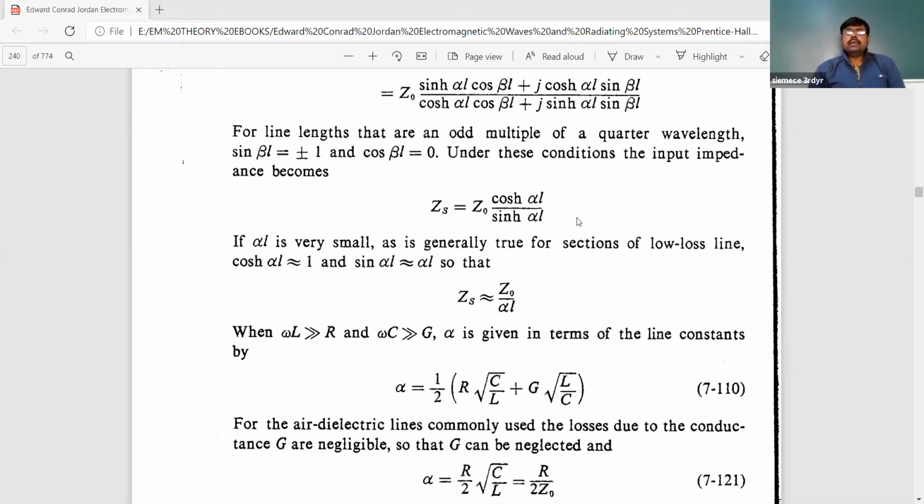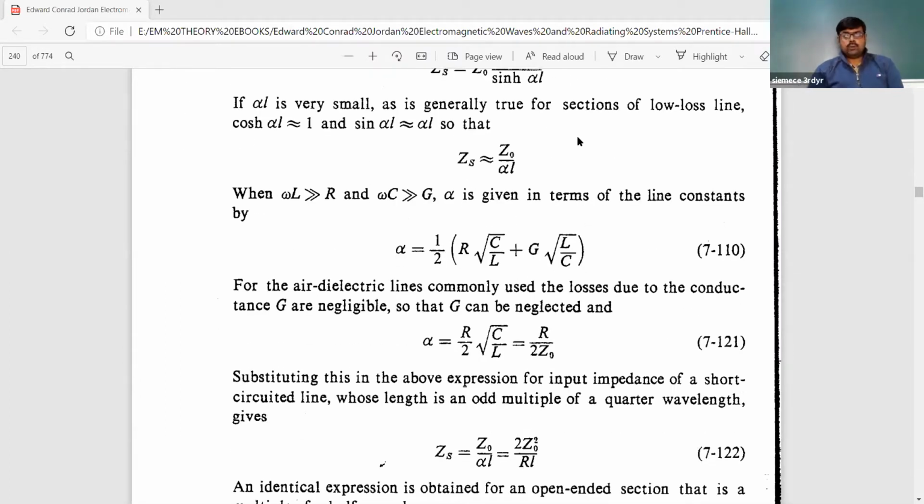When omega L is far greater than R and omega C is far greater than G, that is the specific case, because in this case we are trying to discuss case specific applications. So, when omega L is far greater than R and omega C is far greater than G, alpha is given in terms of the line constants by equation number 7.110. Just see carefully the expression.